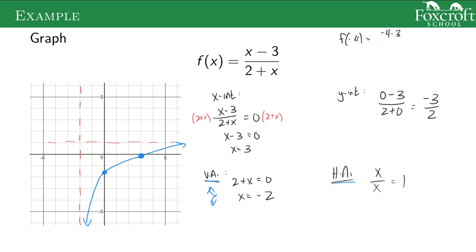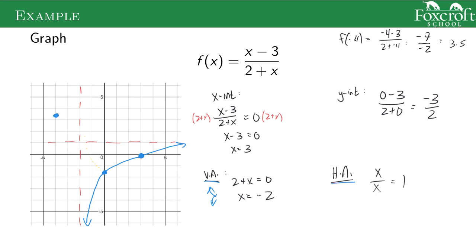Negative 4 minus 3 over 2 plus negative 4 is negative 7 over negative 2. And that is 7 over 2, which is 3.5. All right, so I know if I plug in negative 4, I get 3.5. Negative 4, there. All right, so that's one thing you could do.